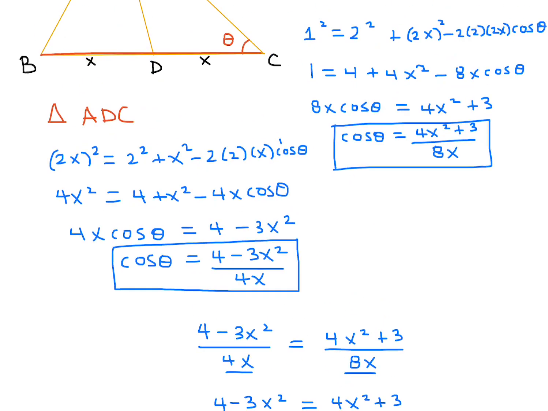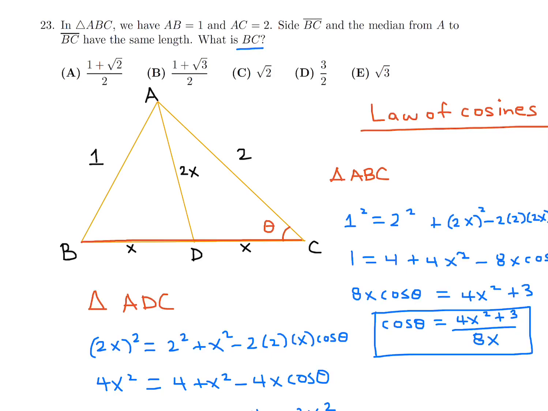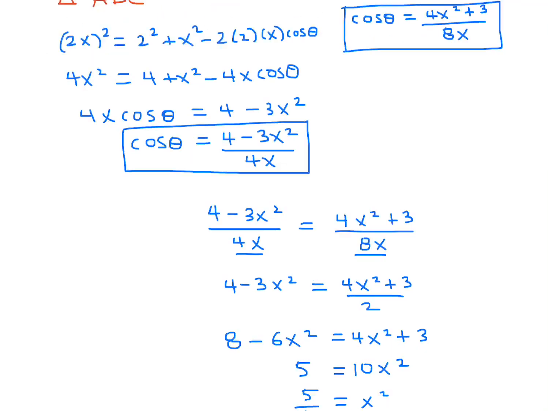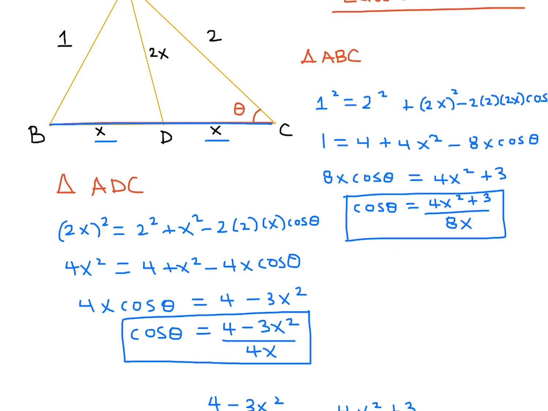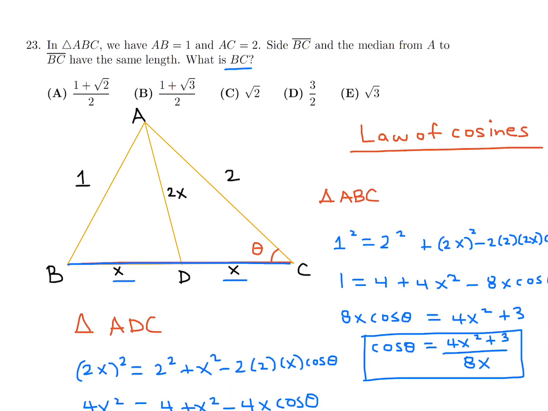Okay. And we wanted, what is BC, right? And BC, the length of BC is x plus x. So the length of BC is 2x. So BC is 2x, which is 2 times root 2 over 2, which is root 2. So root 2 is the answer to the question, and that would mean 23 is C.